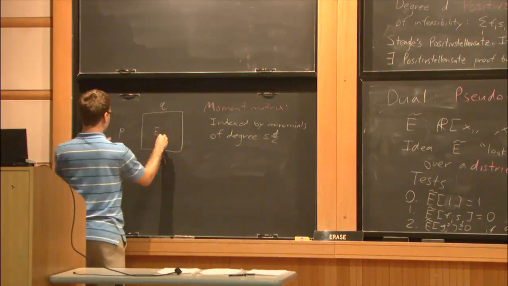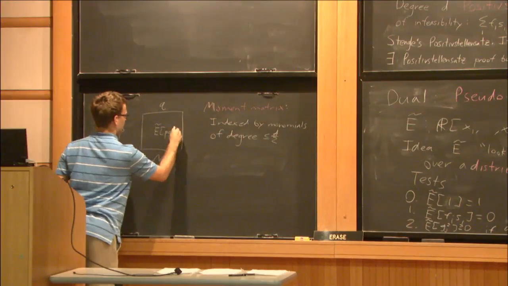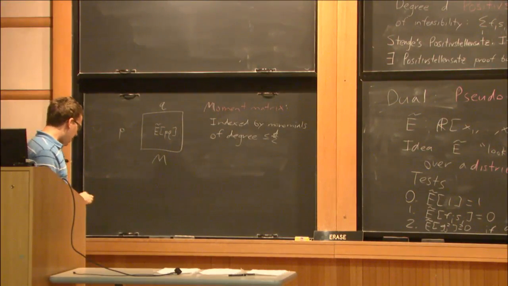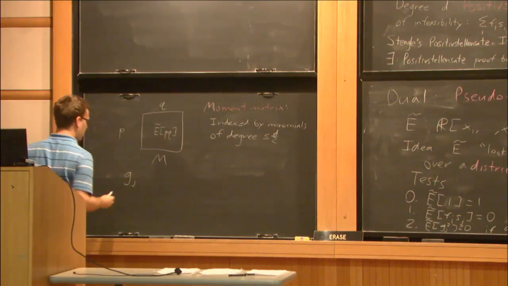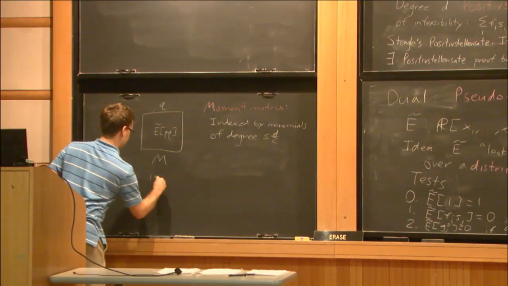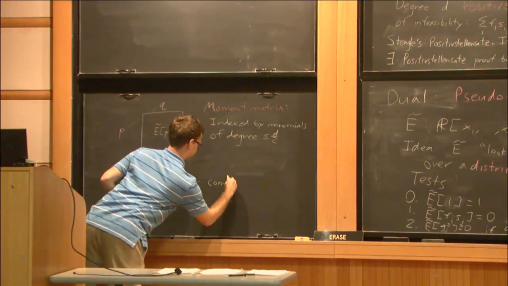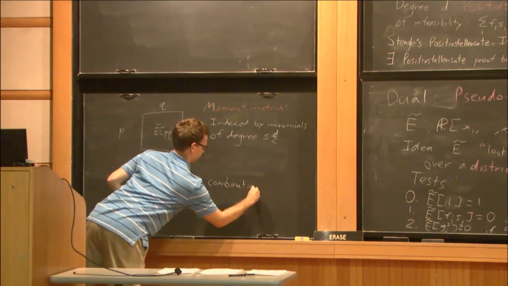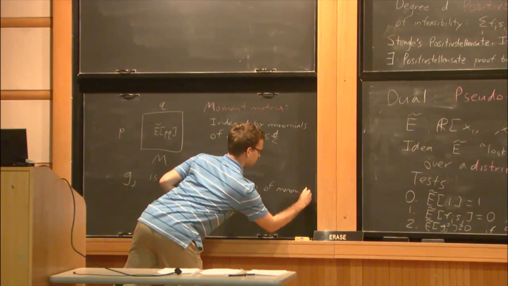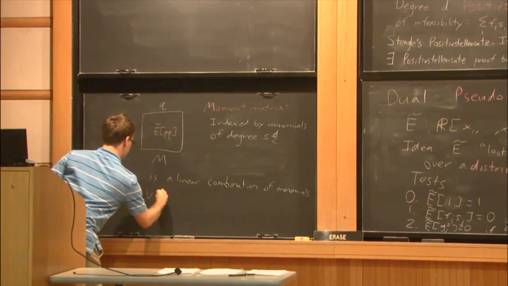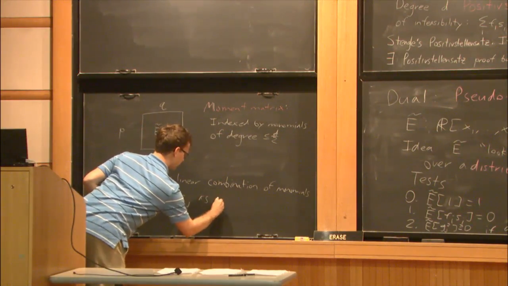And the entry in row P and column Q is the pseudo expectation of P times Q. And now, if we're given a function, say Gj, so it'll be a linear combination, we can write it as a linear combination of monomials. So we can view it as a vector.